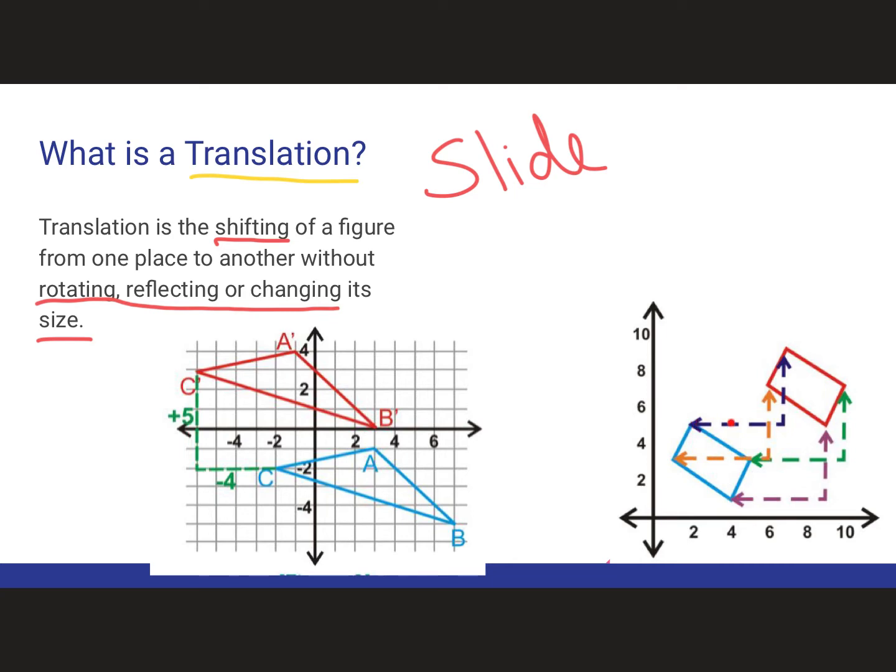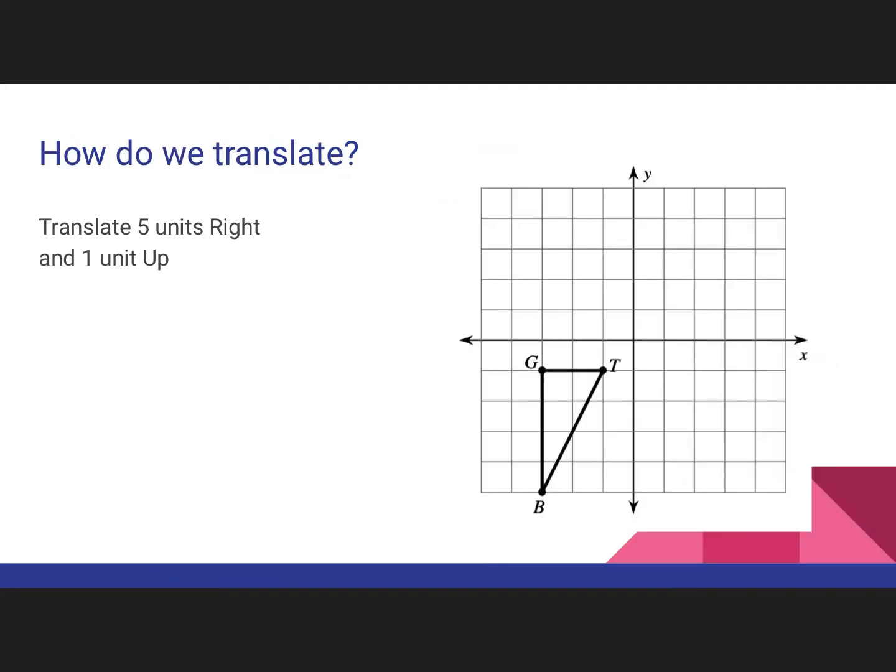You can see it again over here with this rectangle. Every point moves the same distance in the same direction. When you have a figure, just like we did with reflection, you're going to move each point and then connect them. So let's start with this image. This image we are going to be translating 5 units right and 1 unit up.